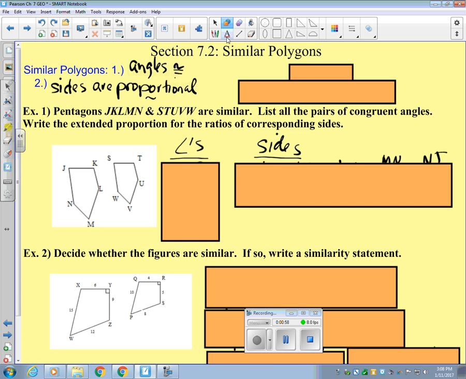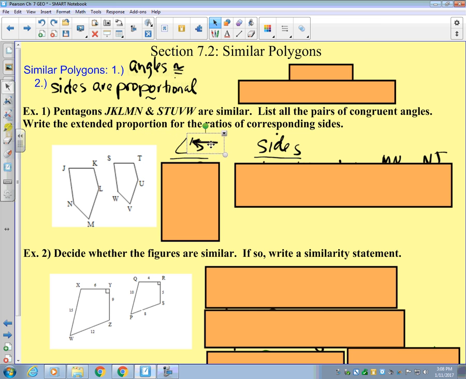So we're going to list all the pairs of congruent angles. So we're going to make a column for all the angles that are congruent. And then we're going to write an extended proportion for the ratios of all the corresponding sides. So then we're going to make a column for all of our corresponding sides.